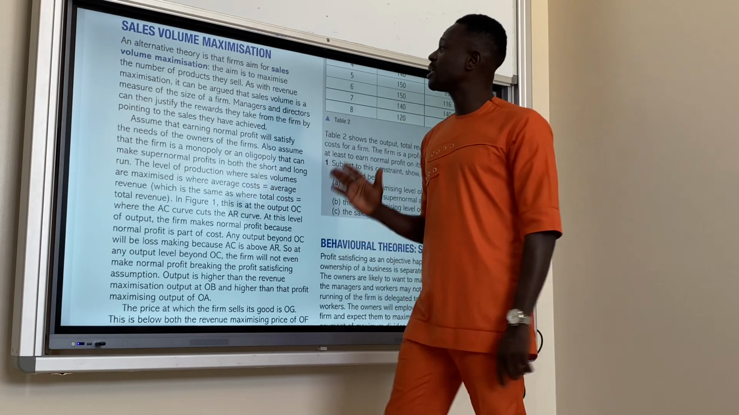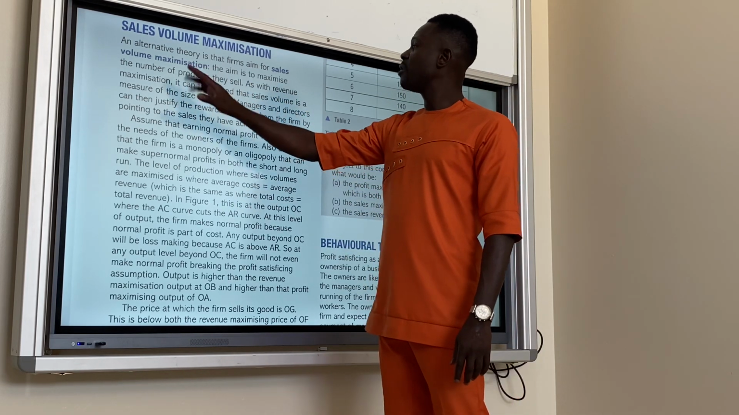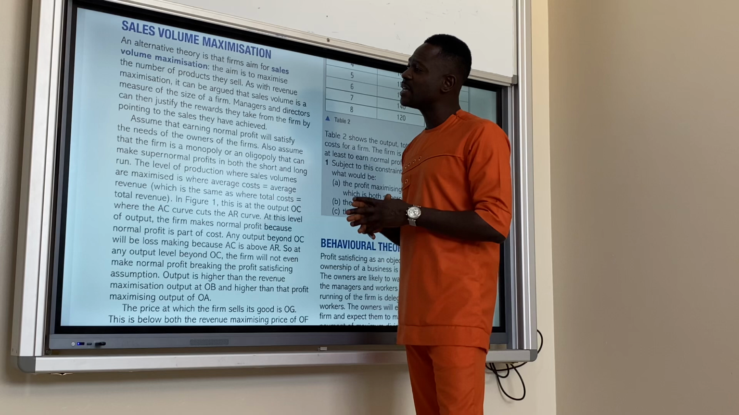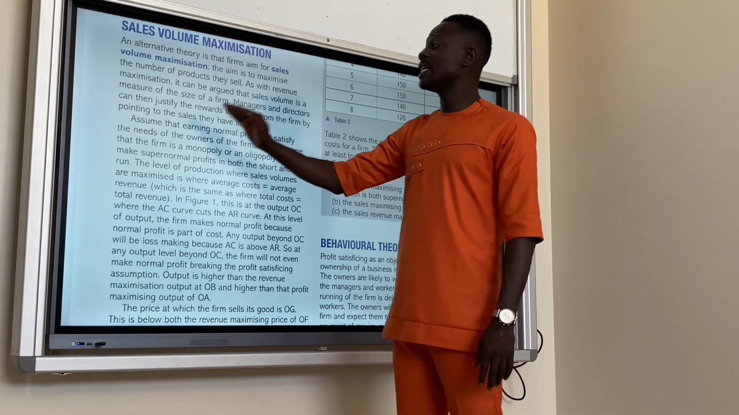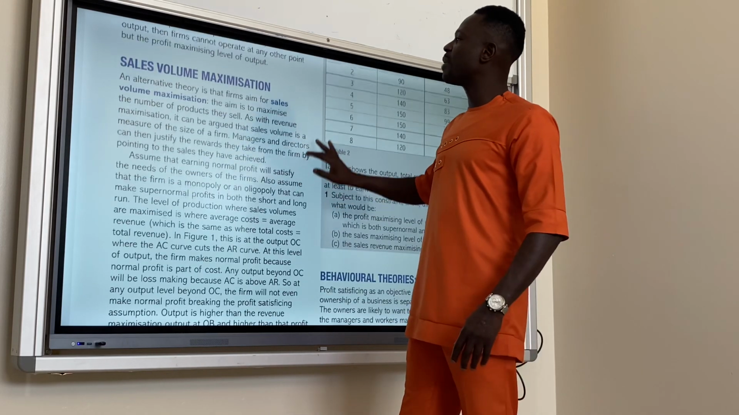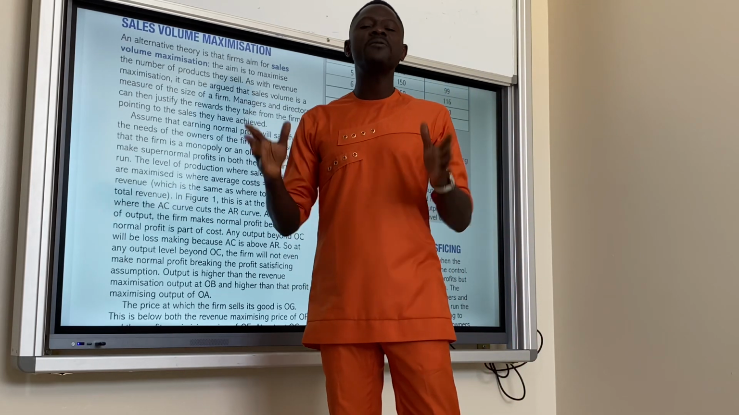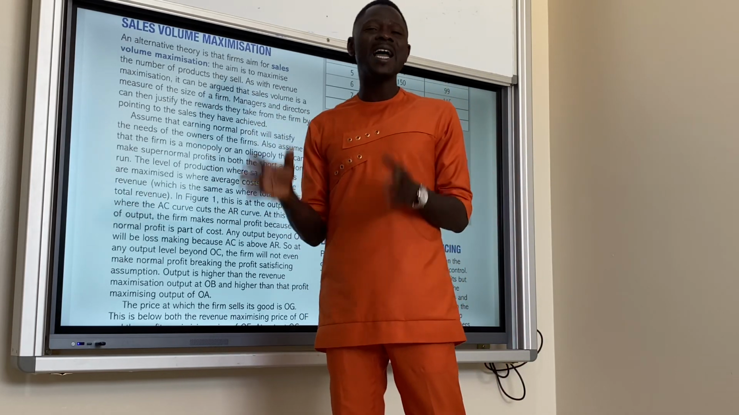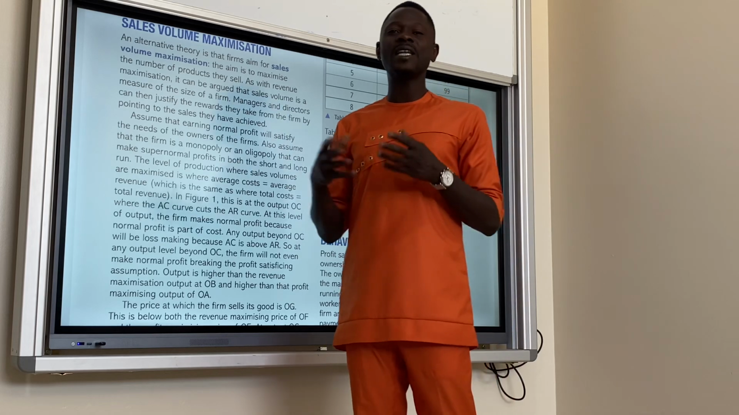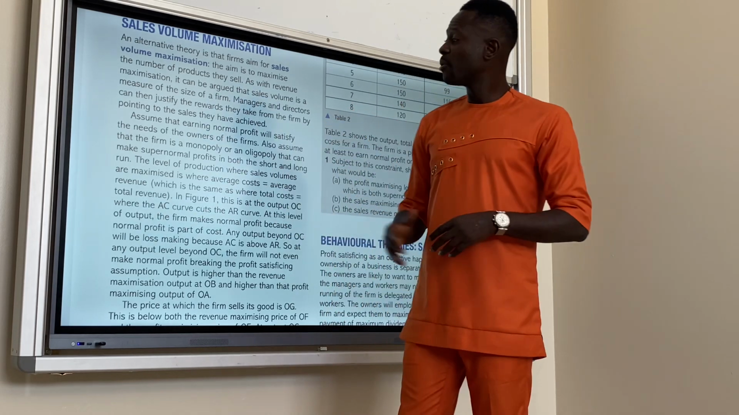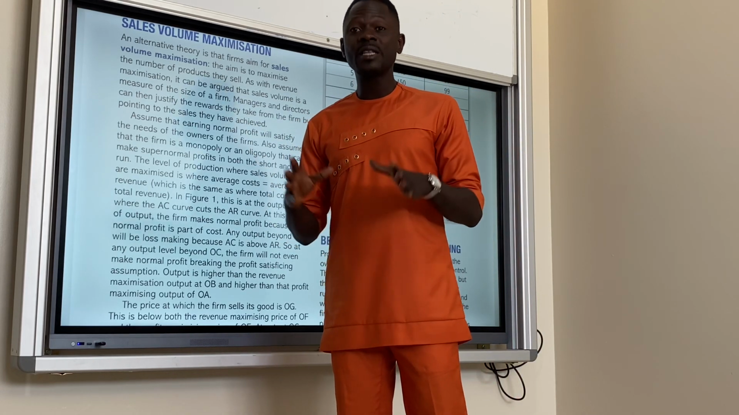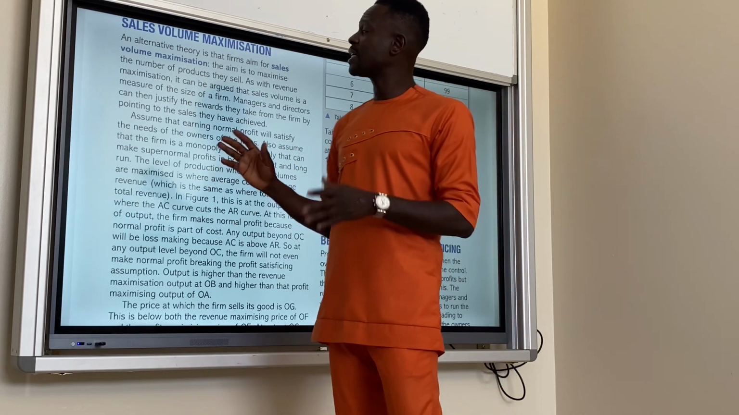An alternative theory is that firms aim for sales volume maximization. The aim is to maximize the number of products they sell. As with revenue maximization, it can be argued that sales volume is a measure of the size of a firm. Managers and directors can then justify the rewards they take from the firm by pointing to the sales they have achieved. So for sales volume maximization, we're talking about how big or small the firm is. If a firm is able to sell the highest possible products within the industry, then the managers and directors can use that as justification for an increment or performance of their job. So sales volume maximization means we want to sell the highest possible products in terms of volume more than our competitors.